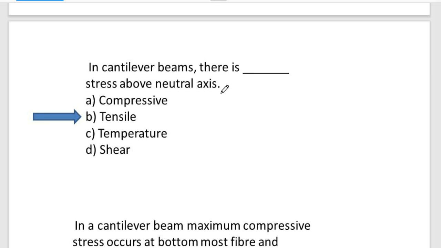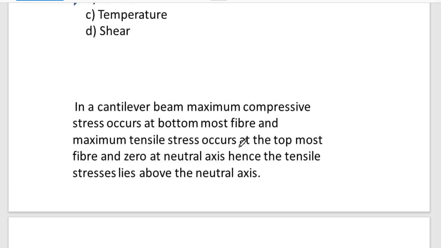Next, in a cantilever beam there is a stress above the neutral axis. Generally in a cantilever beam the tensile stress comes on top and the compressive stress comes at the bottom, right? In a cantilever beam maximum compressive stress occurs at the bottommost fiber and maximum tensile stress occurs at the topmost fiber. Many times in exams they ask where the compressive stress occurs and where the maximum tensile stress occurs. So maximum tensile stress is topmost and maximum compressive stress is bottommost.